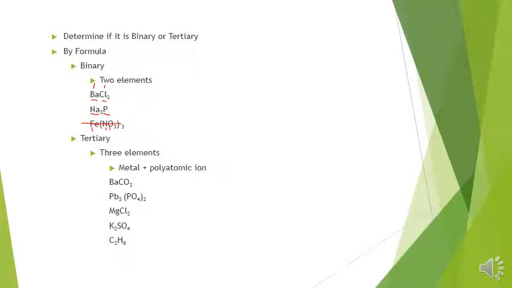Tertiaries always have 3 elements, a metal and a polyatomic. So this has 3 elements, Ba, C, and O, and the CO3 is a polyatomic, carbonate. This is also tertiary. It has 1, 2, 3. Metal, polyatomic. This is not. It's binary. It just has 2 elements. This is tertiary. It has 3 elements. 1, 2, 3. And the 2 nonmetals are polyatomic, and that's phosphate. And finally, this is neither. This is not even ionic. That's kind of a trick question.